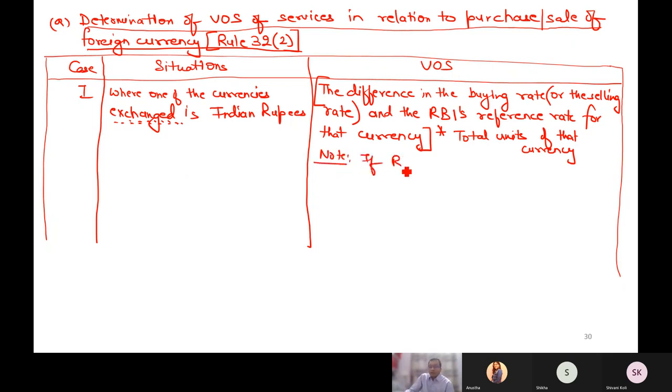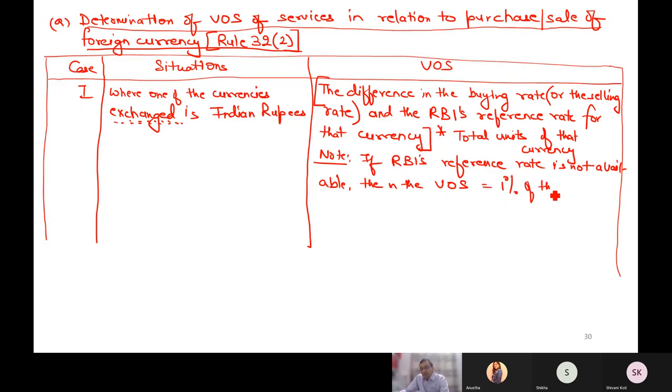So if RBI's reference rate is not available, then the value of supply will be equal to 1% of the gross amount of Indian rupee involved. That's it. See an example now.